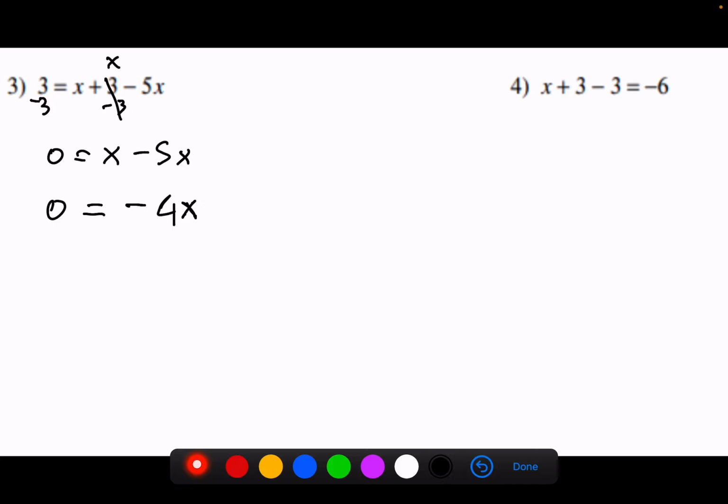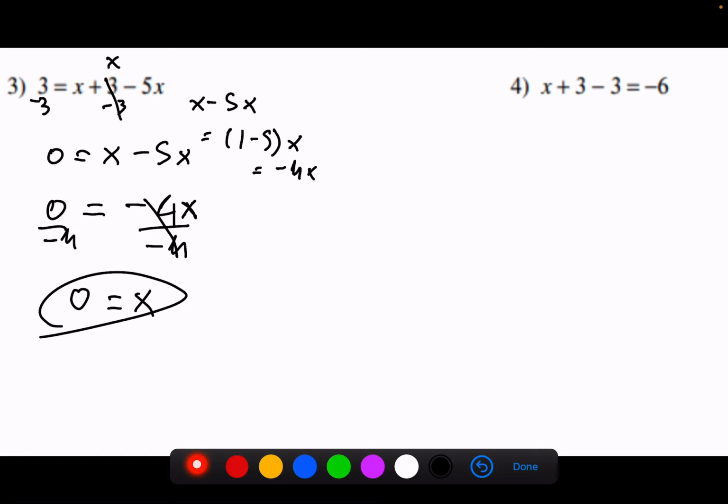And this is the same idea. x minus 5x is equal to 1 minus 5 times x, which is negative 4x. And now I have 0 equals negative 4x, so I divide both sides by negative 4 to get rid of the negative 4. 0 divided by any number other than 0, obviously, because there's indeterminates, is equal to 0. So 0 is equal to x.